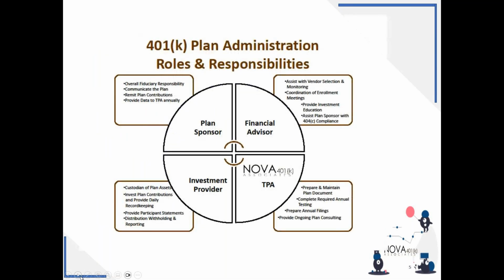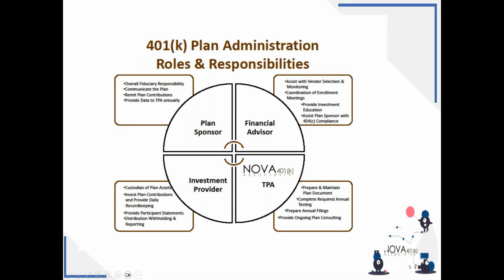All right, so first, 401k plan administration roles and responsibilities. 401ks are kind of a niche in knowledge, and there's technical information that requires following IRS regulations and other regulations. So typically when you see a plan, there are 4 groups of people involved with the 401k plan. First is the plan sponsor, right over here, and that's you.